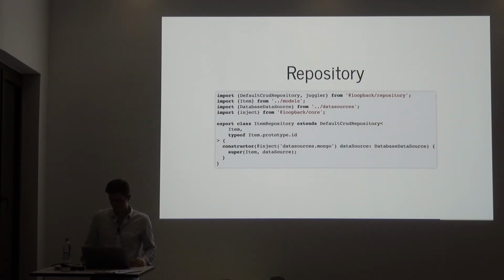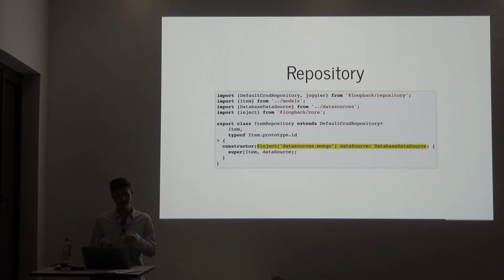The repository looks quite small, since we are extending the default CRUD repository here. What does that do? It gets a type, in this case the item from before. It gets some kind of data source injected here, which is the data source that this repository accesses. And this repository provides all the methods that we have seen in Loopback 3, like a find and a create and a find one, and all the CRUD functionality.